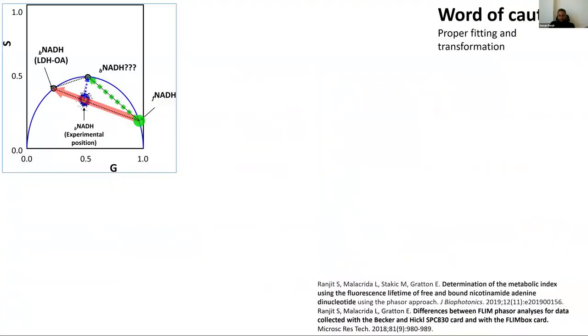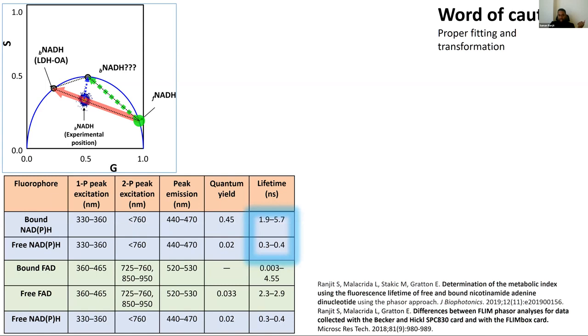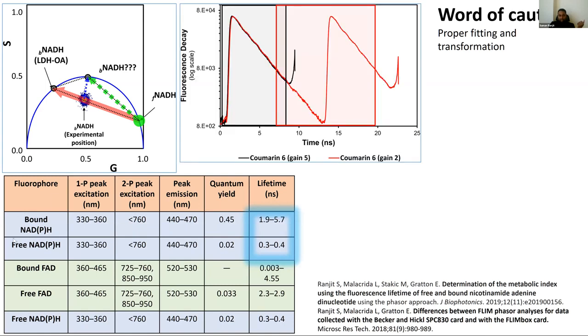Now, a word of caution: all of this phasor space depends on the proper fitting and transformation, because in the literature you see NADH positions all over the place, especially the bound one. Part of that is correlated to which enzyme it is binding, but part of that is also the transformation, because most people don't take the data with FLIM box. Most people take the data with time correlated single photon counting instruments, and conversion of that can be tricky.